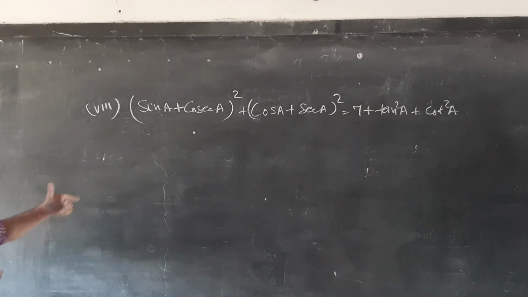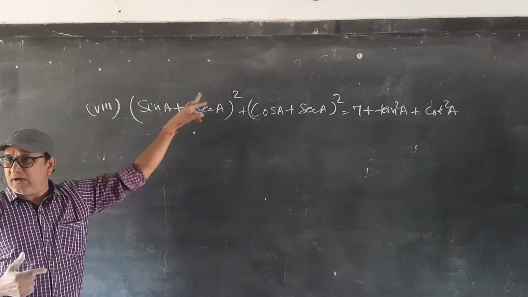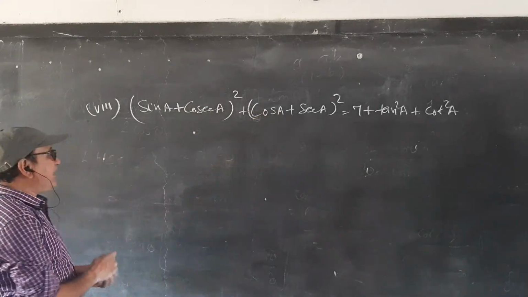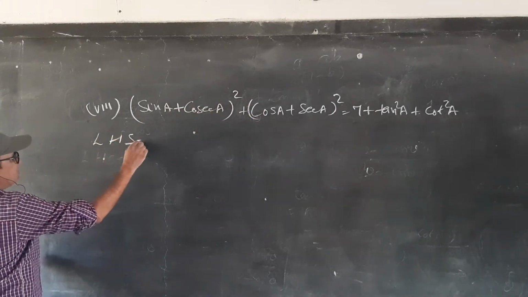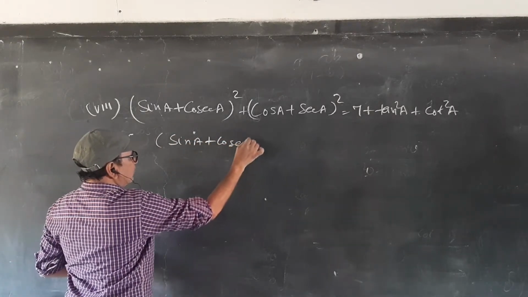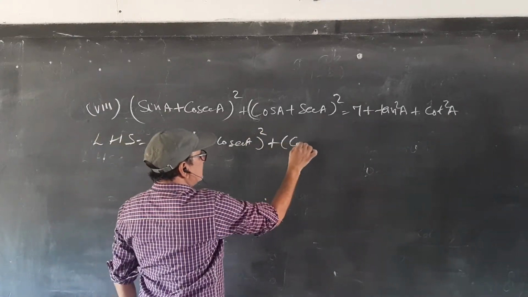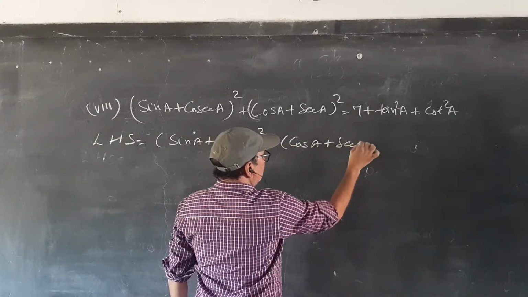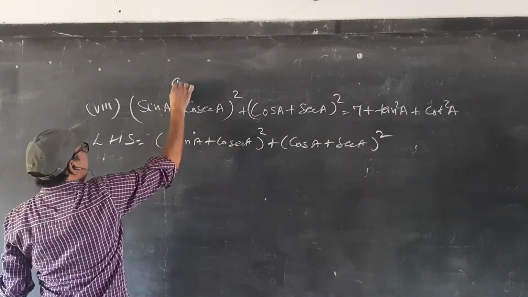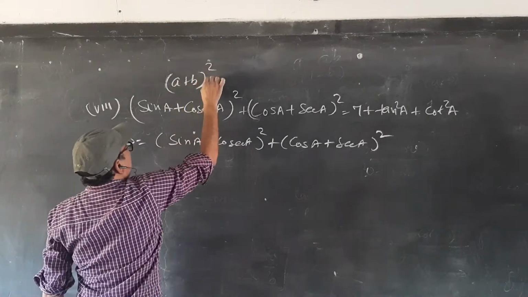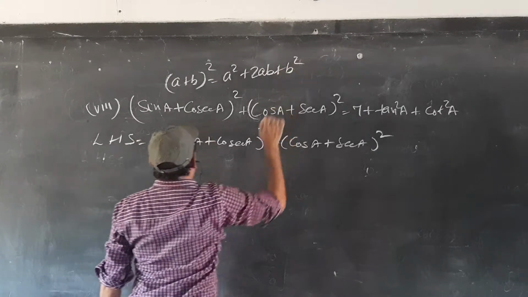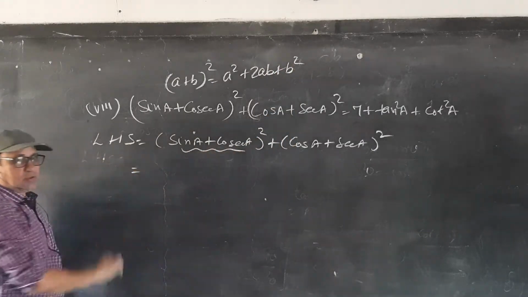Okay. Simply you are taking the whole square. Just open the bracket because we are getting a square there. Just try for that. Write LHS: sin a plus cosec a whole square plus cos a plus sec a whole square. Isn't it? Simply apply the identity a plus b whole square equals a square plus 2ab plus b square. Same thing apply here. Okay?